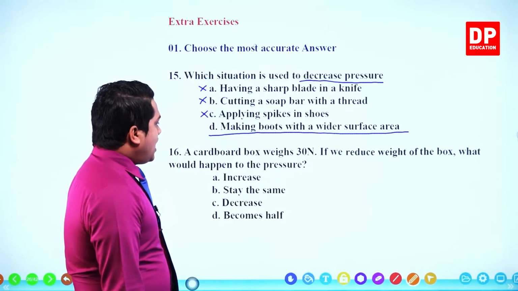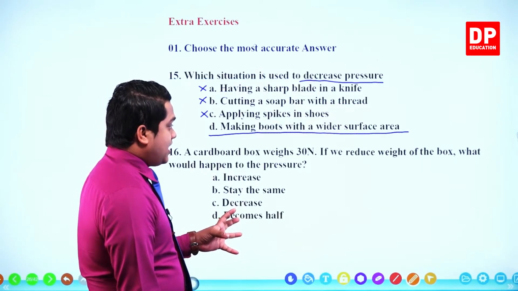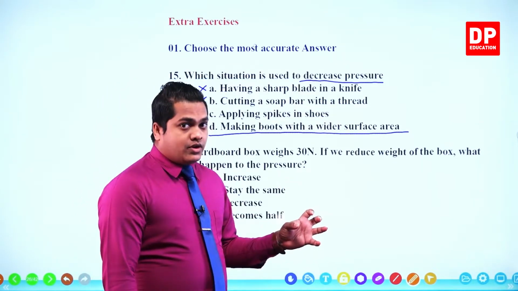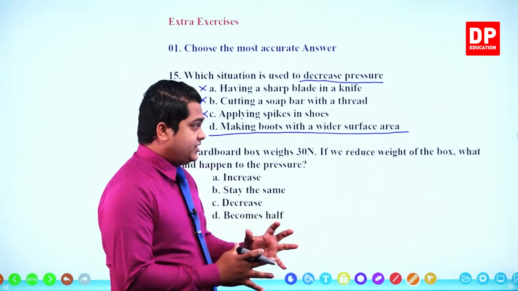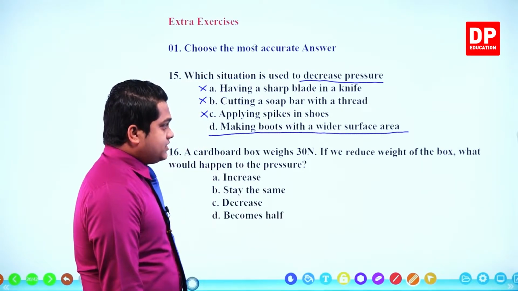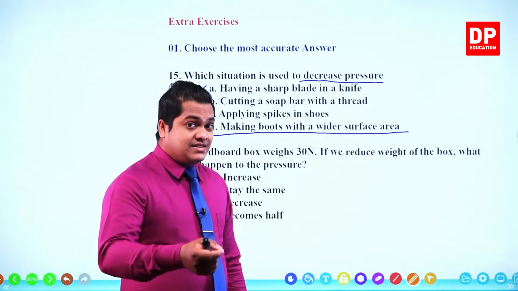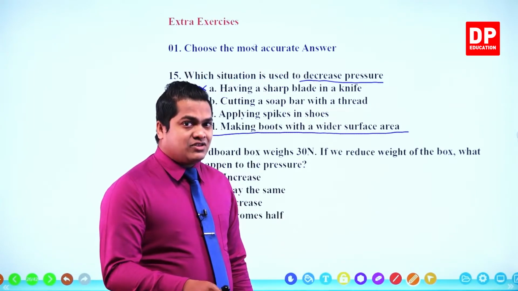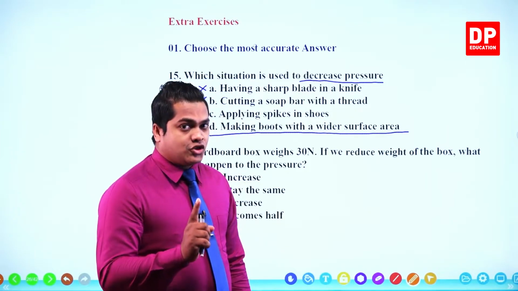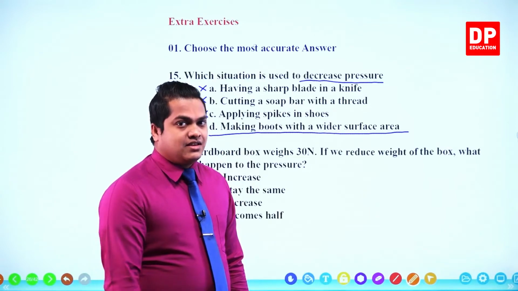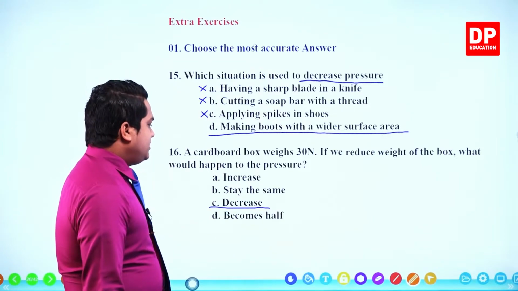Next one. A cardboard box weighs 30 Newton. Like in the earlier question, this cardboard box weighs 30 Newton. If we reduce the weight of the box, what would happen to the pressure? In the earlier case, we increased the weight and the pressure got increased. Now in this case we are reducing it. Definitely this time the pressure should decrease upon decrease in the perpendicular force. So, pressure decreases.